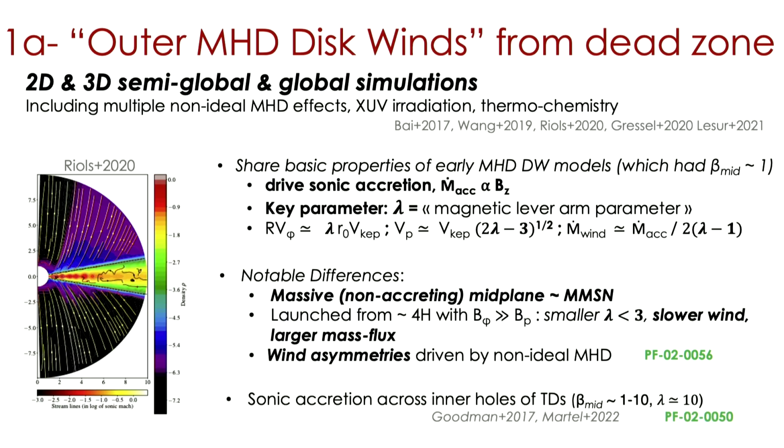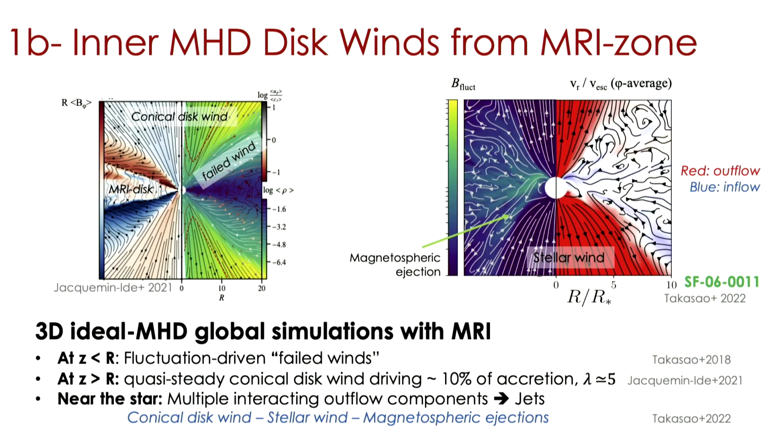And then there are also global simulations of what happens when you have these vertical magnetic fields in a transition disk. If you have an inner hole, you will also drive sonic accretion through those inner holes, and you will have properties closer to these early models with a midplane beta of 1 or so. And it's very interesting to see that you can sustain steady accretion through these transition disks.